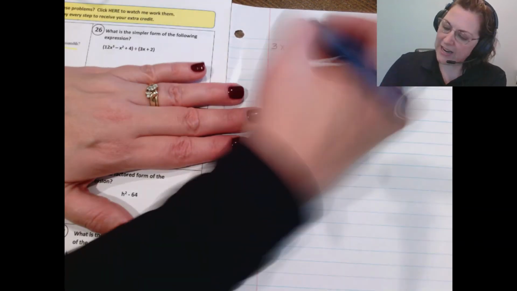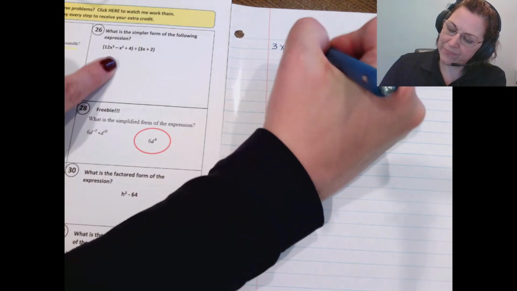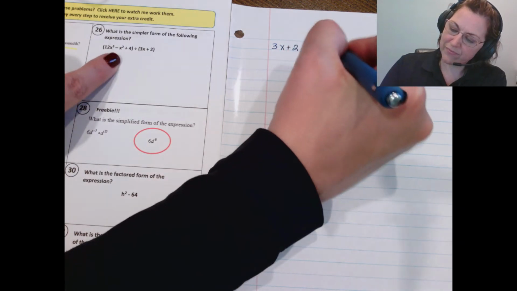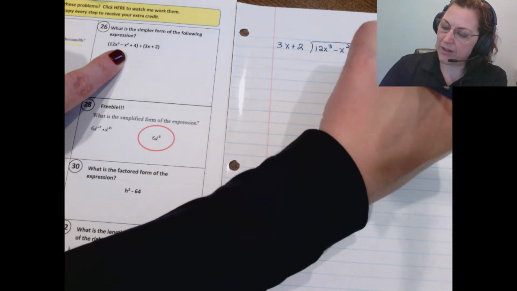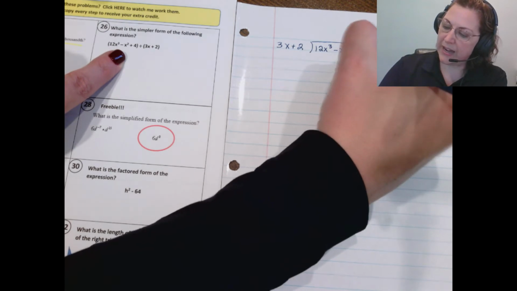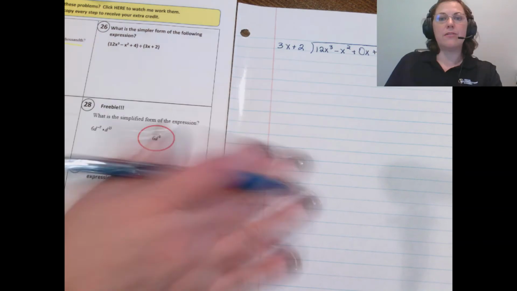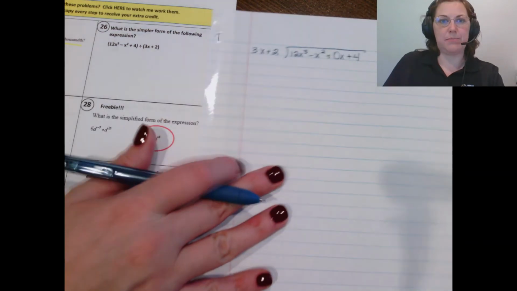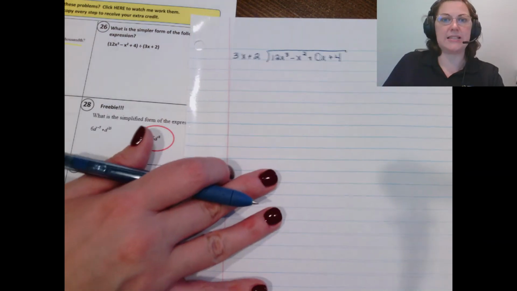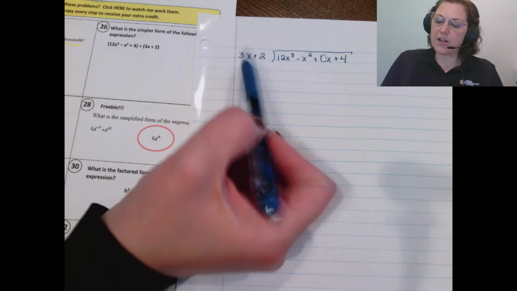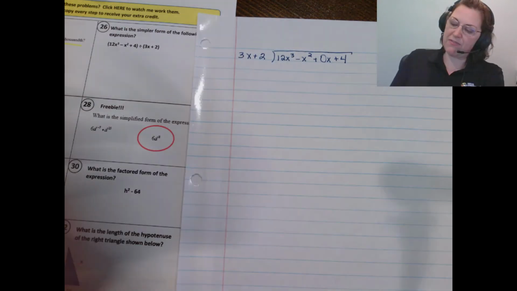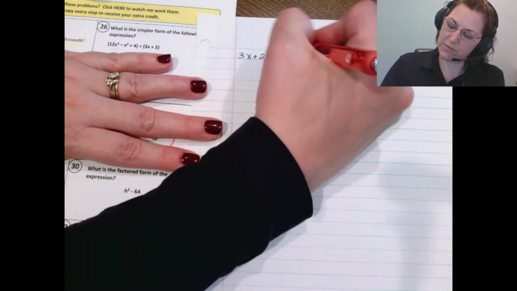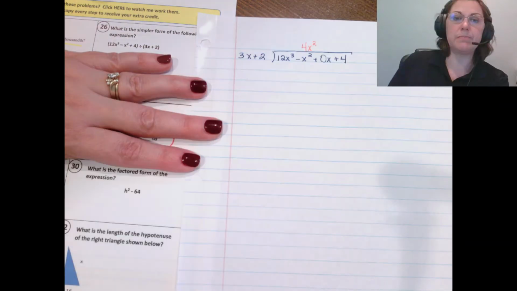Okay, then I'm going to write the first term underneath the house, but I want you to notice that I am putting a 0x in there for the term that is actually skipped, right? Where we skipped the x there. Now I'm going to ask myself, what times 3x would give me 12x cubed? That would have to be 4x squared. So I'm going to write that over the x squared term.